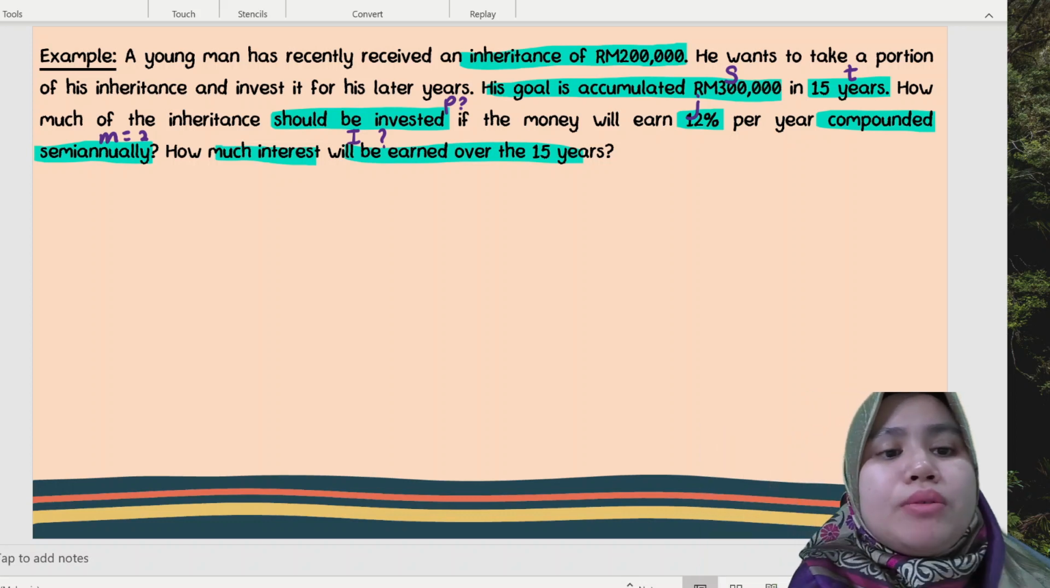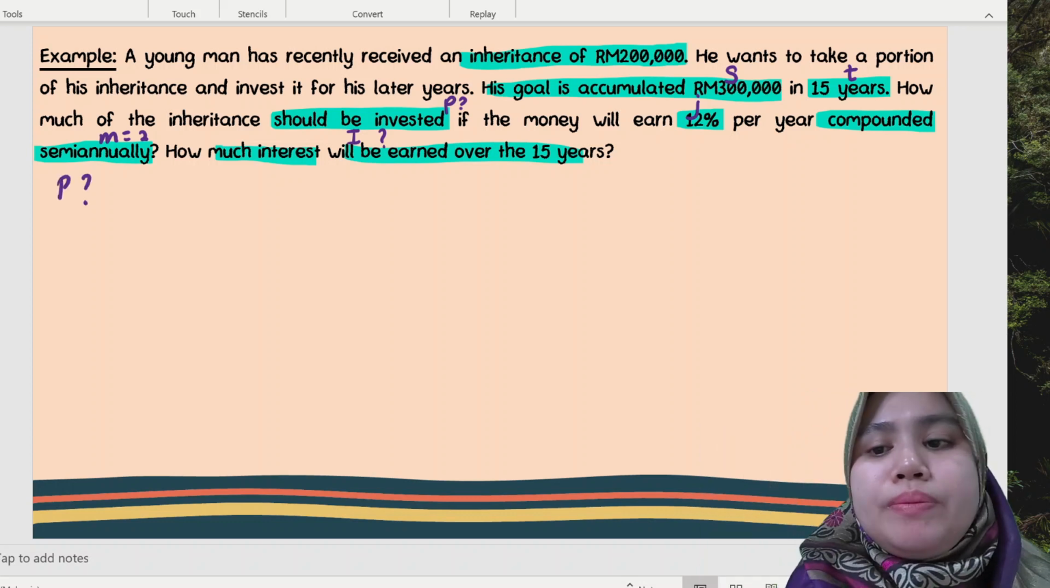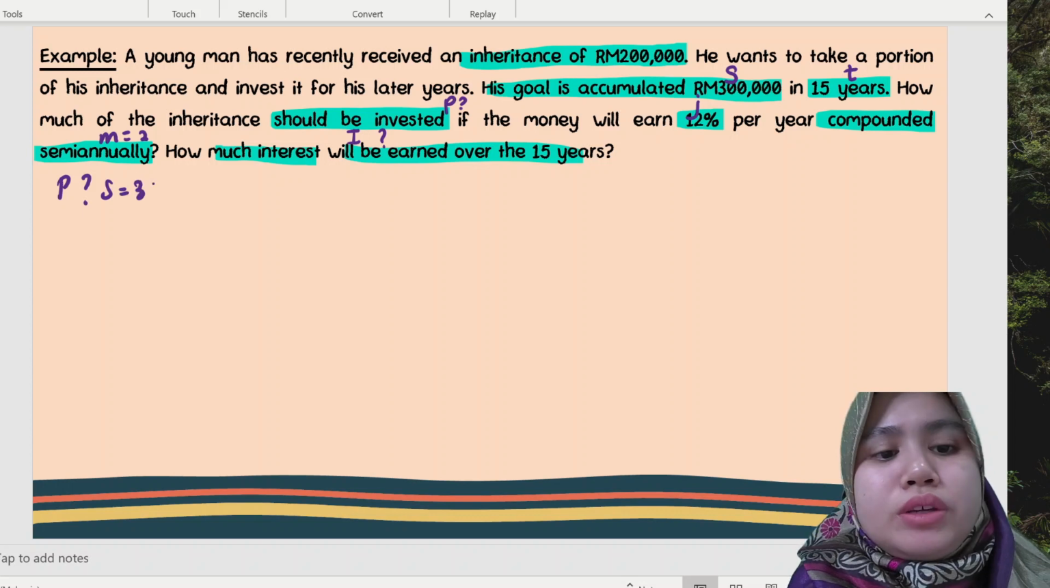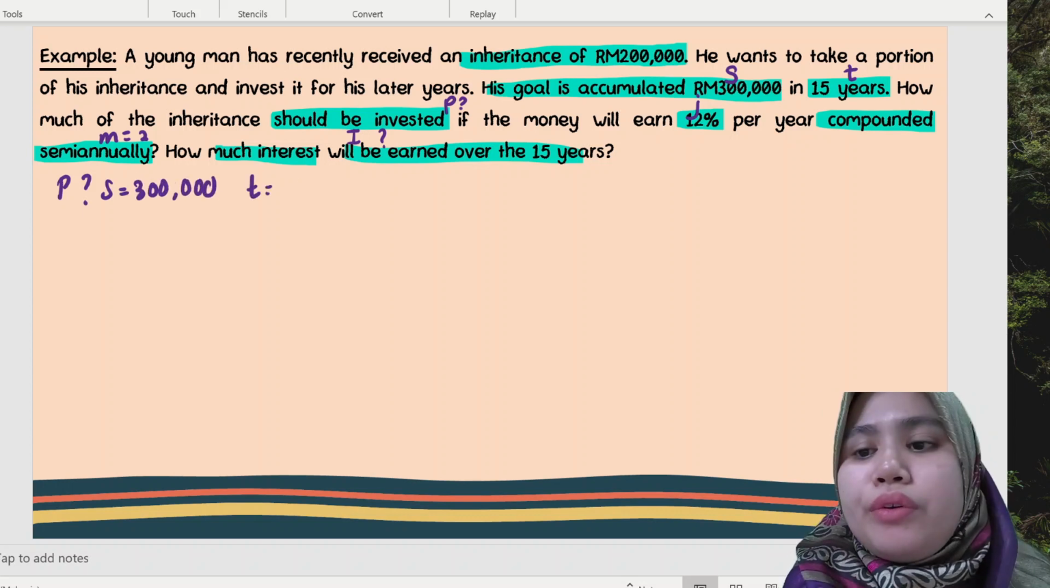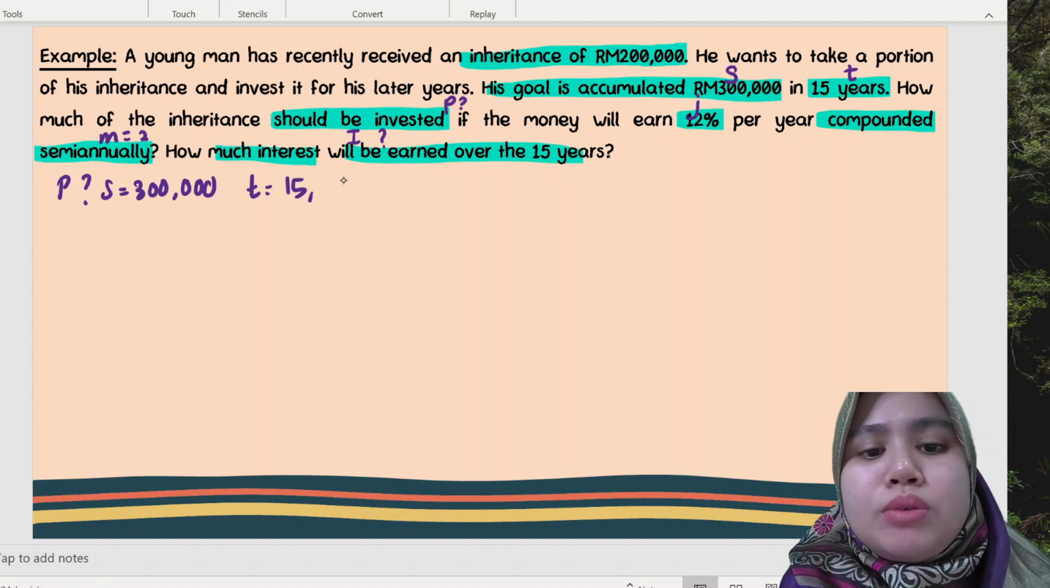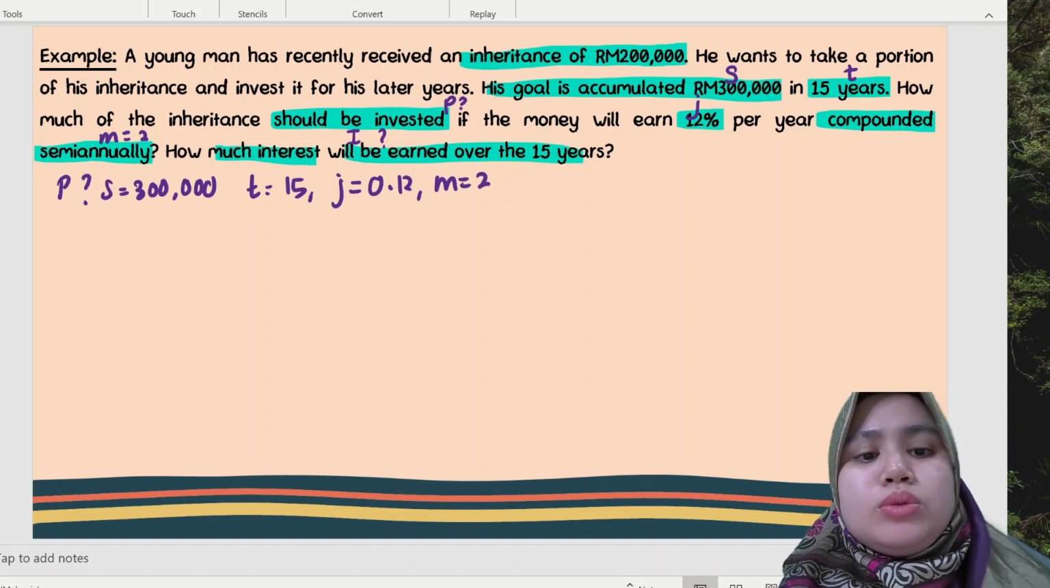Okay, let's start with our first instruction. You want to find P. So let's put everything that we have: 300,000 for 15 years with J 0.12 and M equal to 2.